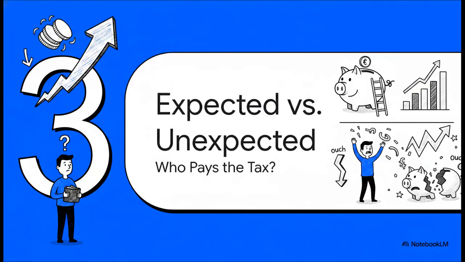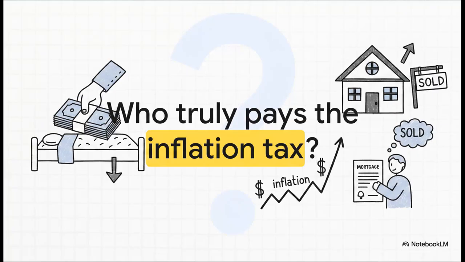All right, Section 3, expected versus unexpected inflation. Before I just give you the answer, I want you to really think about this. How does a surprise jump in prices affect different people in an economy? Think about someone keeping their life savings in cash under a mattress versus someone who just took out a massive fixed-rate mortgage to buy a house. Who wins that scenario and who loses?